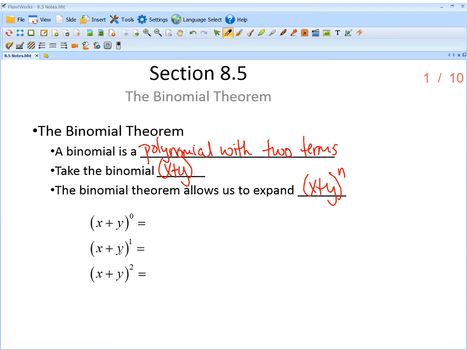So just to walk us through three that we already know, x plus y to the 0 power, that's going to give us 1. Remember, the reason there is because anything to the 0 power will give us 1. So notice what we get as a result is one term. X plus y to the first power just gives us x plus y. So notice here now we have two terms. X plus y squared, our classic case, the thing that we're really used to, that's going to give us x squared plus 2xy plus y squared. So notice now I have three terms.